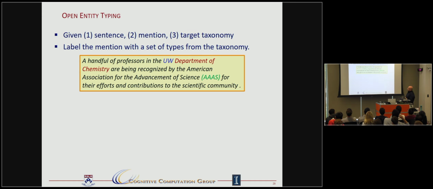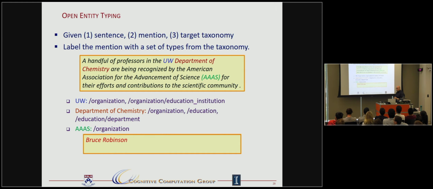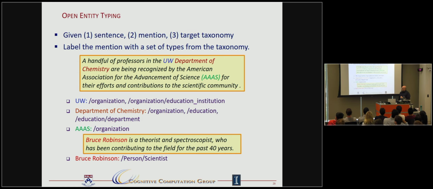So here's a piece of text. I want to be able to know that UW is an organization. Specifically, it's an educational institute. Department of Chemistry is an organization. Specifically, it's a department related to education. AAAS is an organization. Now, you knew that even without the context. I could just give you these strings and you know it. But in this case, you don't. Bruce Robinson, you probably know it's a person, but you don't know who this guy is, I assume, and there are many Bruce Robinsons, so you need the context. In this context, you know, okay, I knew it's a person, now I know this guy is a scientist. So there is a mix here of context plus just knowing some stuff.